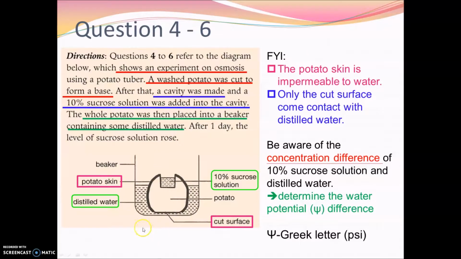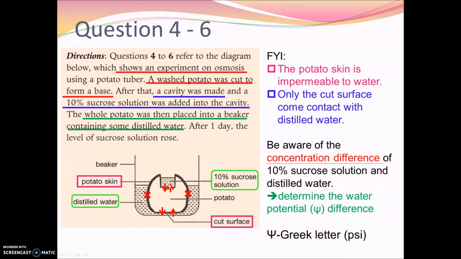So for this setup, I would like to mention two things first. The first thing is that potato skin is impermeable to water, so there should not be osmosis taking place through the potato skin. So only the cut surface will come in contact with the distilled water here. And the same idea applies to the cavity, where we also have a cut surface. So this part of the cut surface will be in contact with the 10% sucrose solution. Okay, so that's the basic idea.